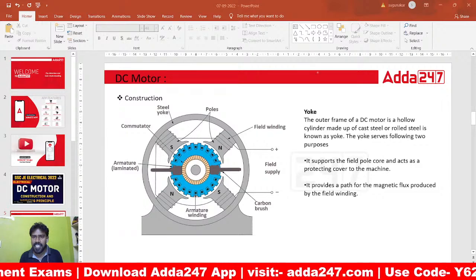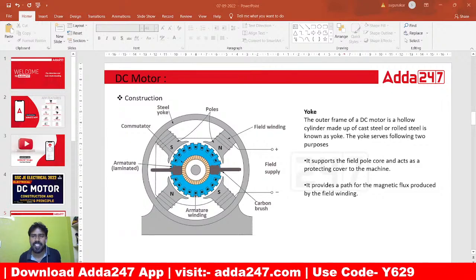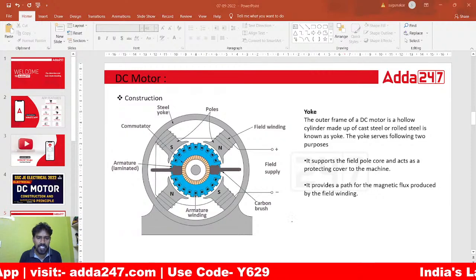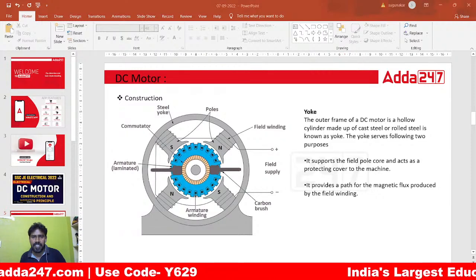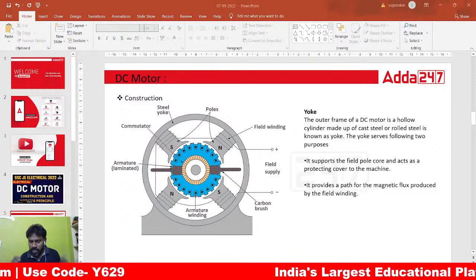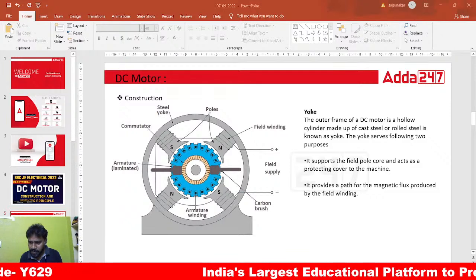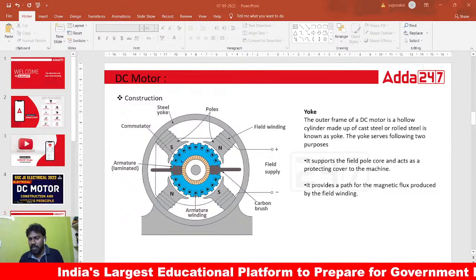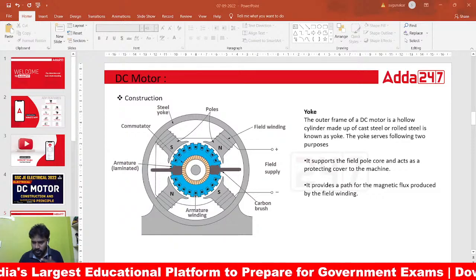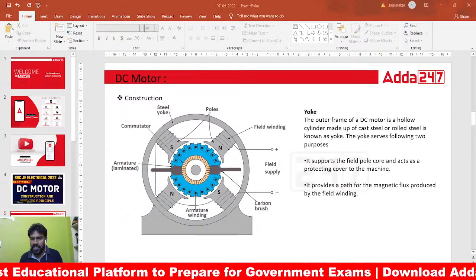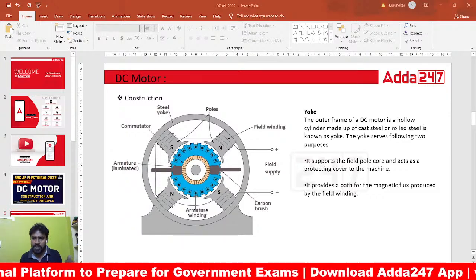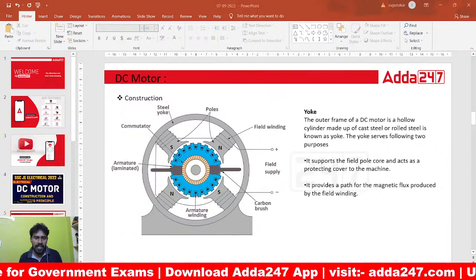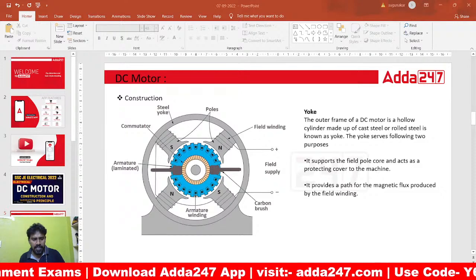You can remember, the commutator acts as a rectifier. What is the function of a rectifier? It converts AC to DC, because we are talking about DC. When we apply Faraday's law, it produces AC, so we need this kind of conversion. That is why we construct the commutator.